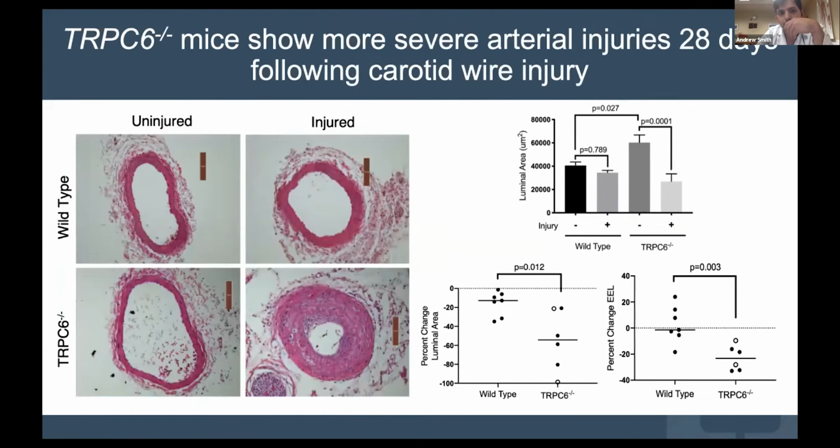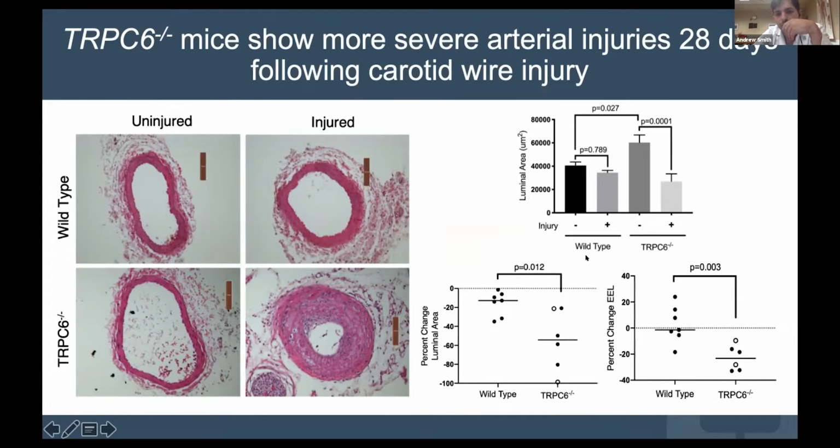To assess the effects of TRPC6 on arterial healing after vascular intervention, we implemented the carotid wire injury model of arterial injury. Here, wild type and TRPC6 knockout mice were subjected to carotid wire injury and euthanized at 28 days. The injured and uninjured common carotids were then evaluated by H&E staining. What one can see histopathologically is that TRPC6 knockout mice demonstrate much more severe injury phenotypes compared to wild type mice, with luminal stenosis and the accumulation of loose granular tissue, or true neointimal hyperplasia.